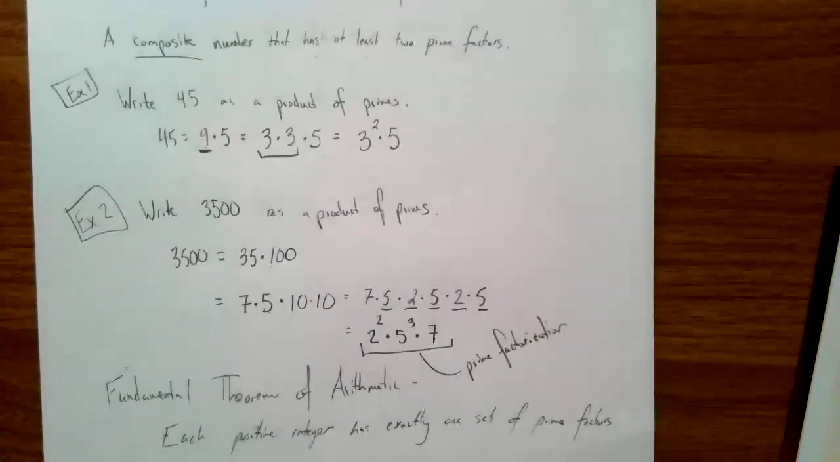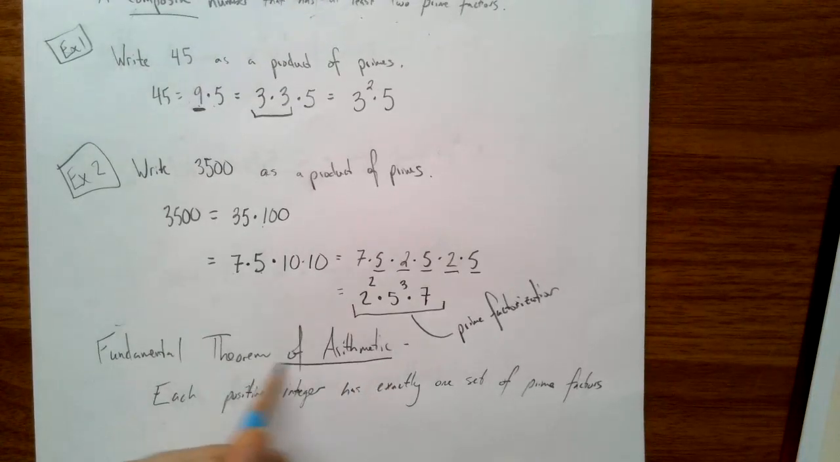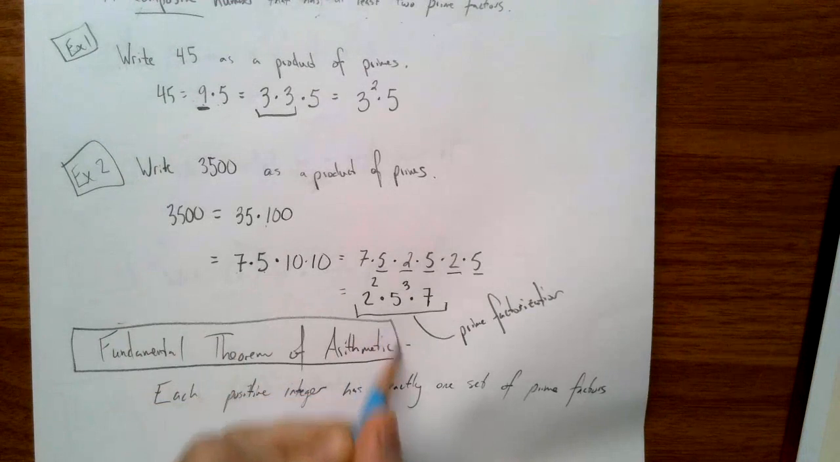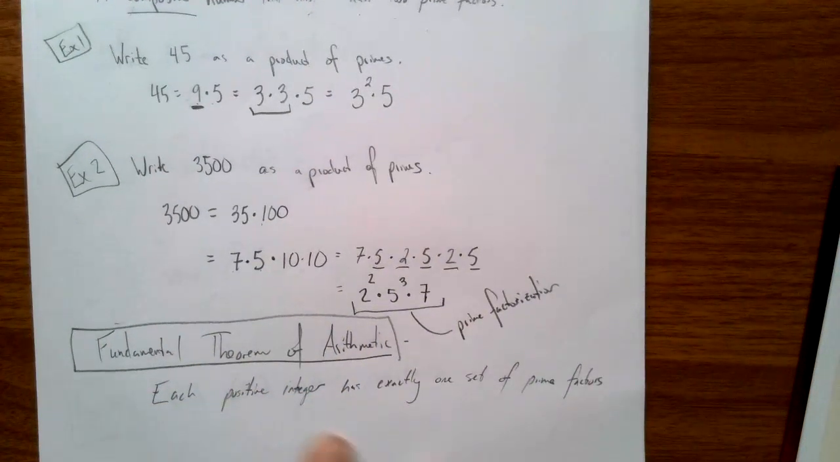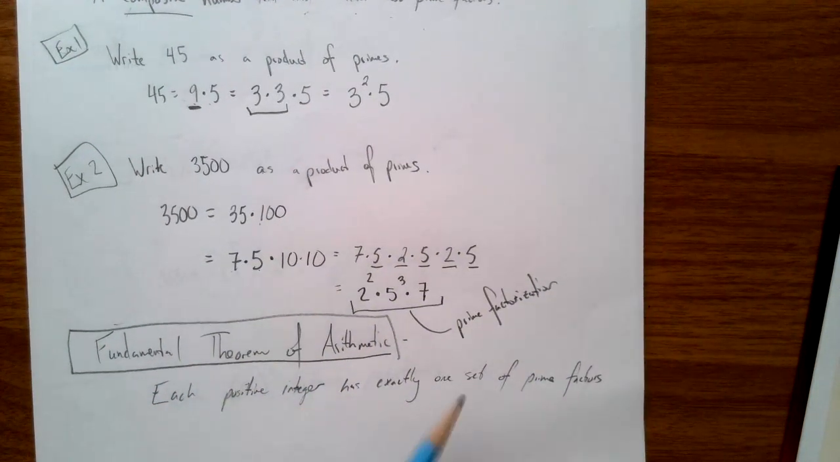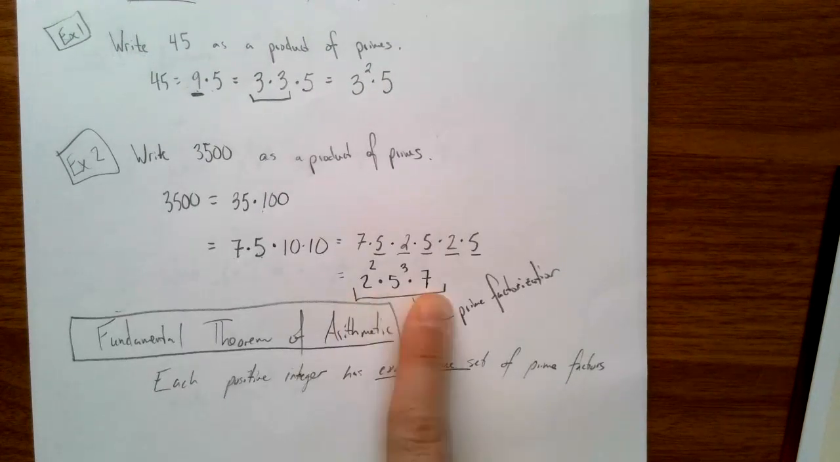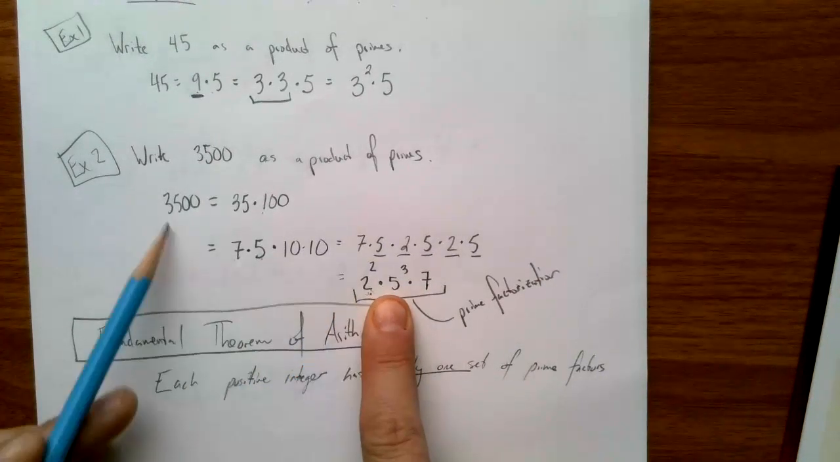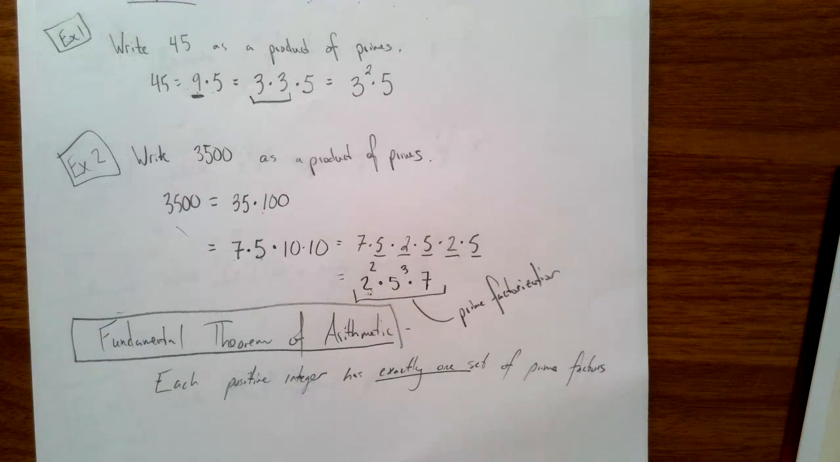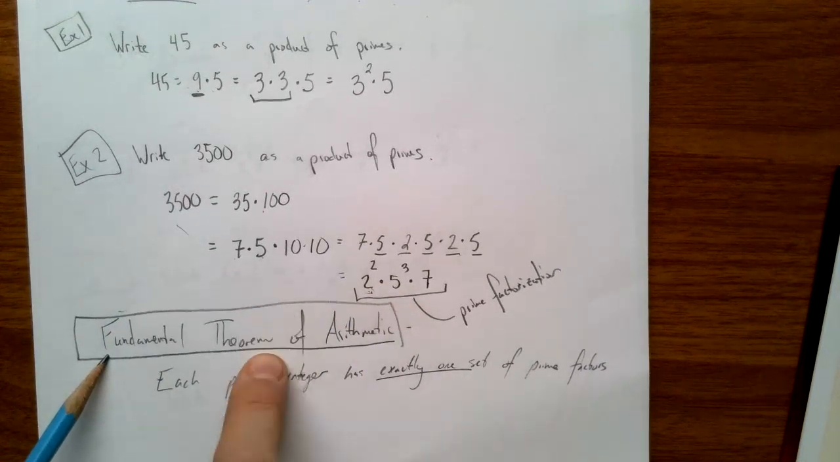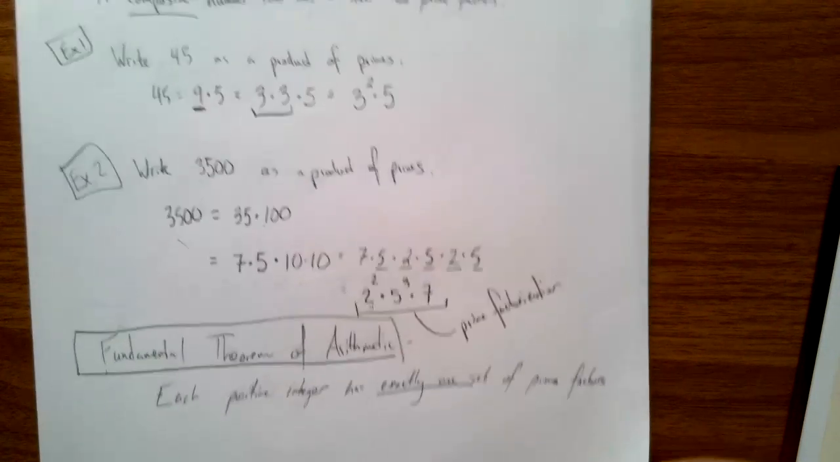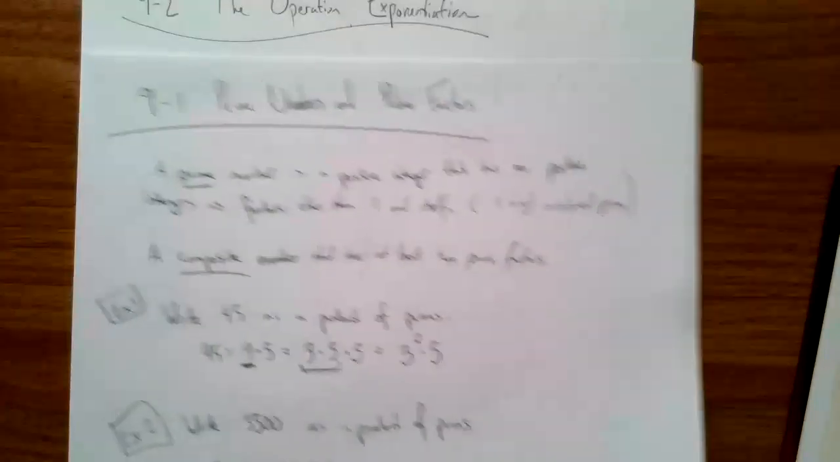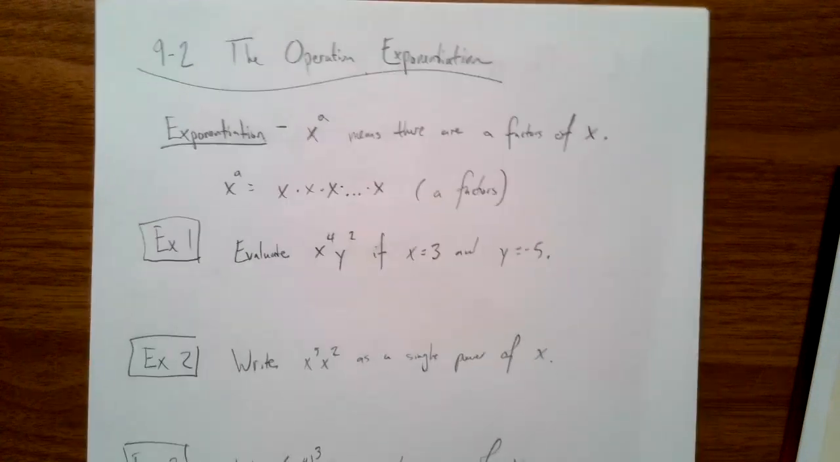All right. Oh, and by the way, what we're doing here is a reference to the fundamental theorem of arithmetic, which says that each positive integer has exactly one set of prime factors, meaning this factorization here, there's no other number that's going to have this factorization, and this is the only prime factorization of the number 3,500. Not something I'm going to quiz you on, but it's worth mentioning that this is called the fundamental theorem of arithmetic.